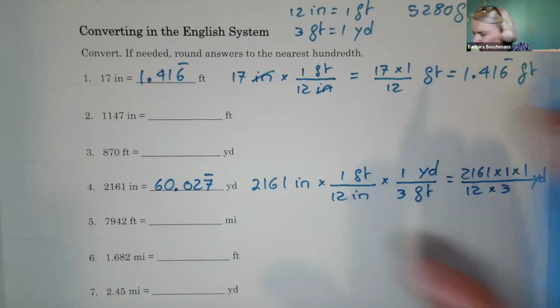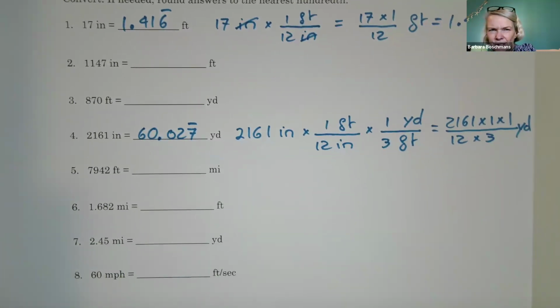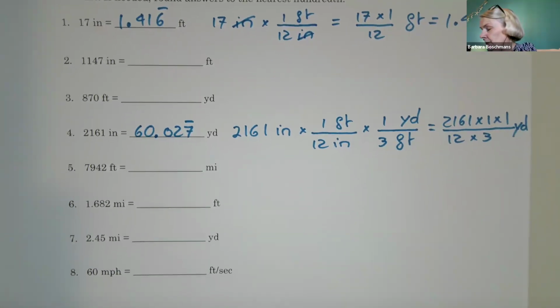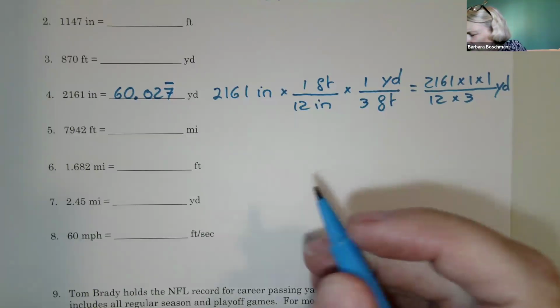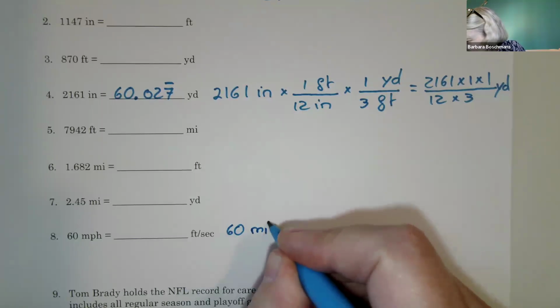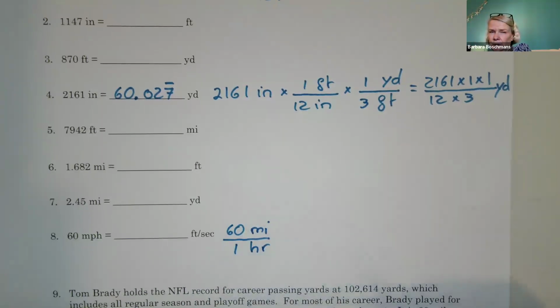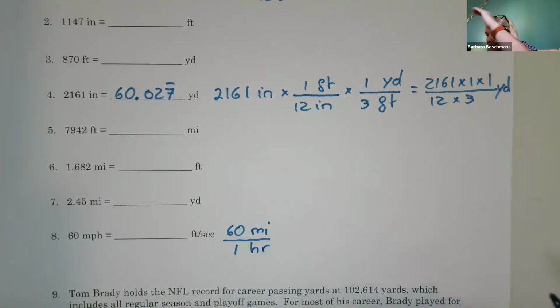Feet to miles uses a 5,280, and then miles to feet. Miles to yards is another one like number 4, where you have to do 2 steps. And let's do the last one together because that one has time in it. So miles per hour, when we think about that, this is 60 miles in 1 hour. That's miles per hour. I want to be left with feet per second.